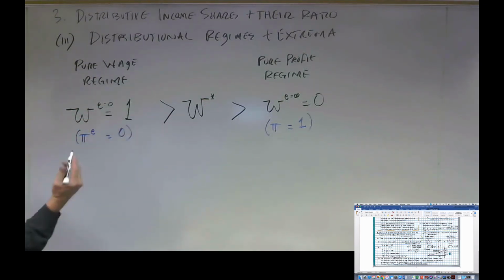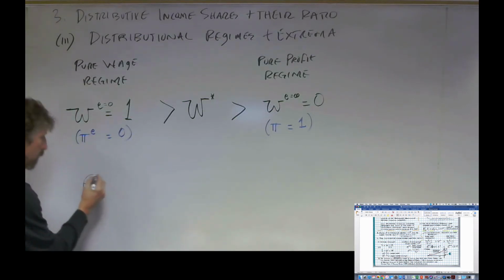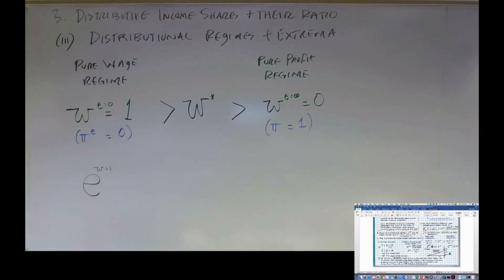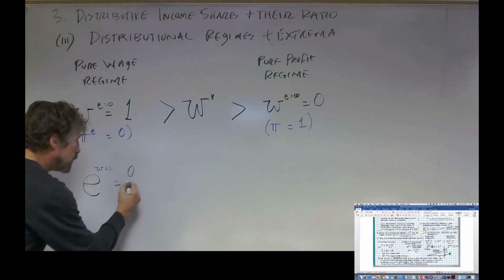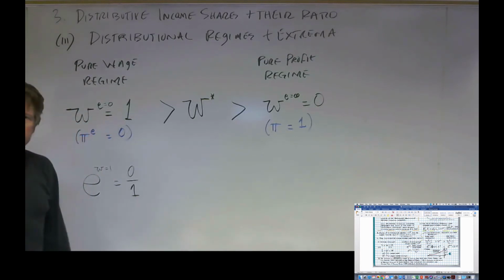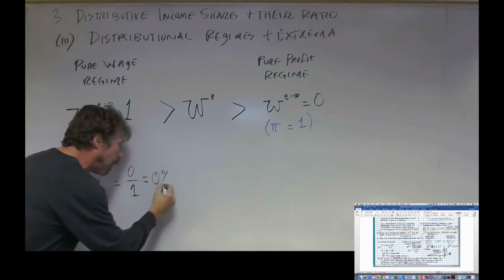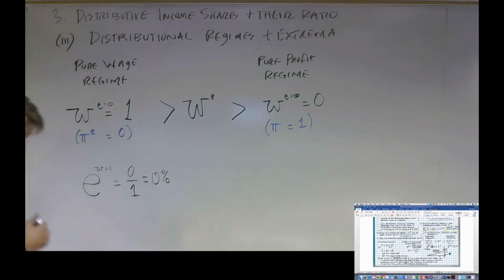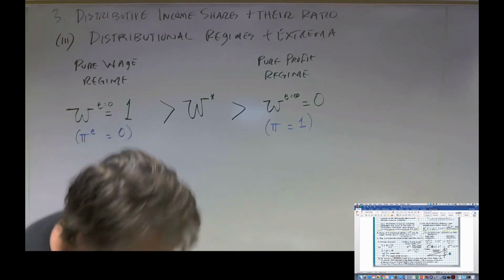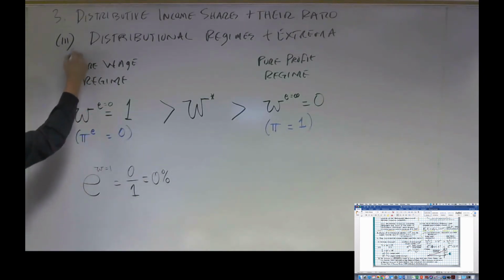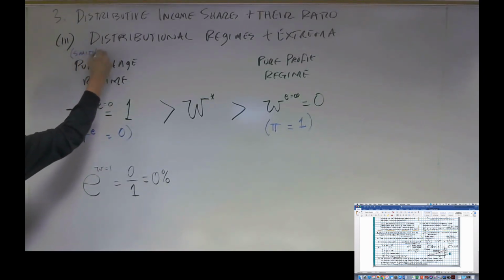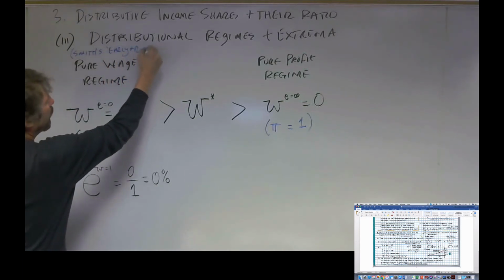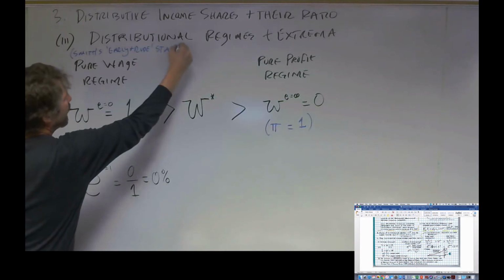Rate of exploitation, or the ratio of distributive shares. This is going to be the rate of exploitation when the wage share is equal to 1, is going to be equal to the profit share of 0 over the wage share of 1, which is equal to 0%. So this is Smith's early en route state. Smith's so-called early en route state, which he talks about there.